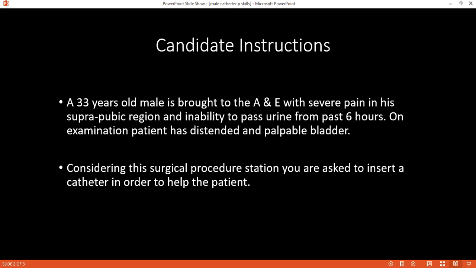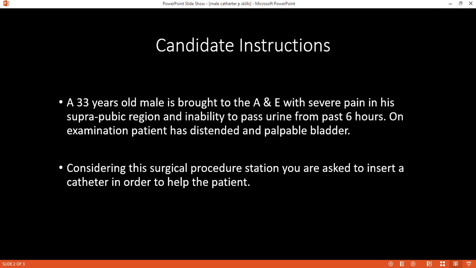Then I will instill the local anesthetic gel into the penis. Then I will tell the examiner that I want to wait for 5 to 10 minutes for the local anesthetic to act. After waiting, I'll ask my assistant to give me the Foley's catheter. I will grasp the penis with my left hand, insert the Foley's catheter and pass it all the way to the Y junction. Then I will put a kidney tray in between the legs to drain the urine.